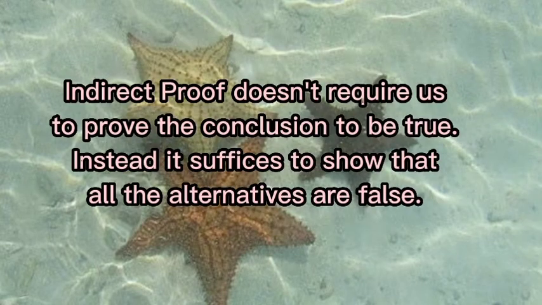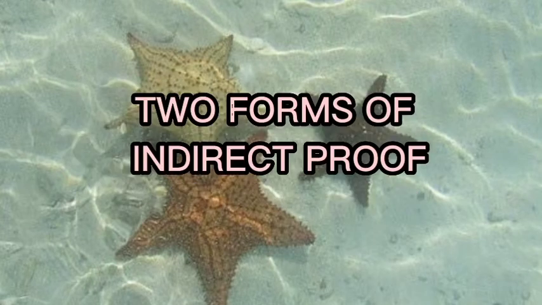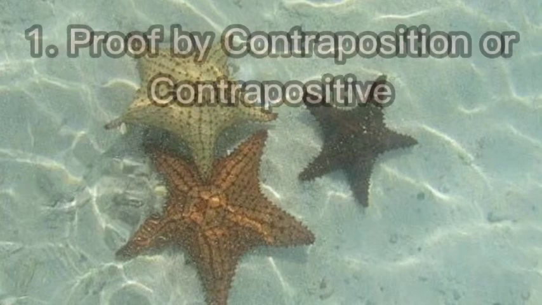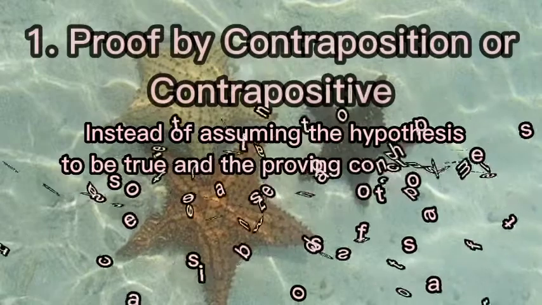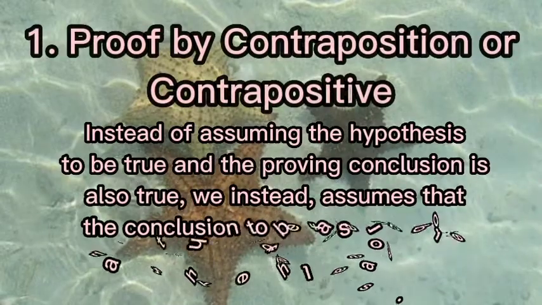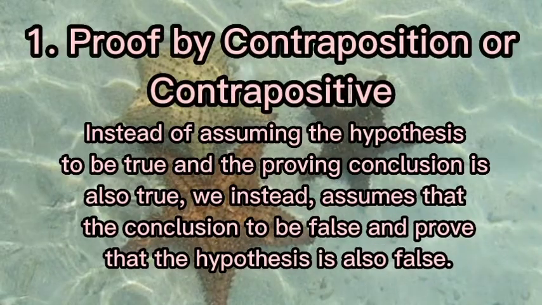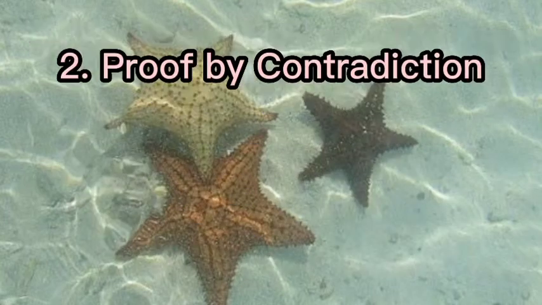An indirect proof doesn't require us to prove the conclusion to be true. Instead, it suffices to show that all the alternatives are false. There are two forms of indirect proof. First is the proof by contraposition, or proof by contrapositive. Instead of assuming the hypothesis to be true and proving that the conclusion is also true, we assume the conclusion to be false and prove the hypothesis is also false.